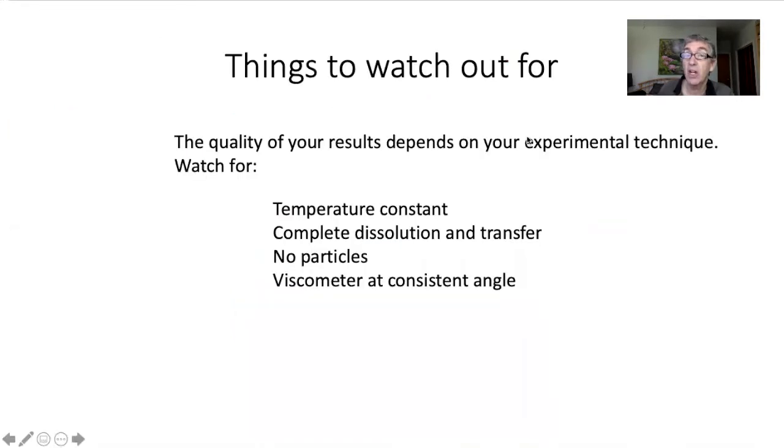A few things to watch out for as you perform the experiment. As always, the quality of your results depends on your experimental technique. So do be careful that the temperature is constant, that when you create the solutions, your dissolution is complete and your transfers are complete from glassware to glassware. You'll need to be sure that there are no undissolved particles of polymer, because if there are, they can become lodged in the viscometer in that small bore. And if that happens, then your timings will be inconsistent.